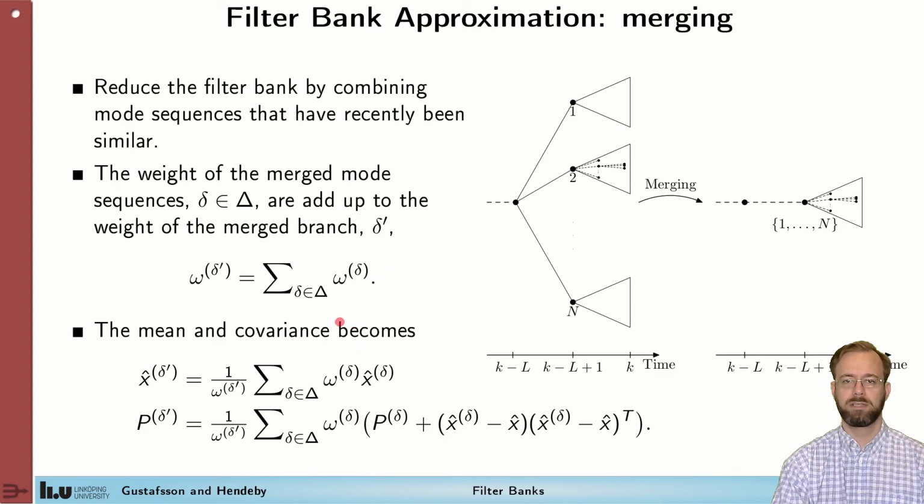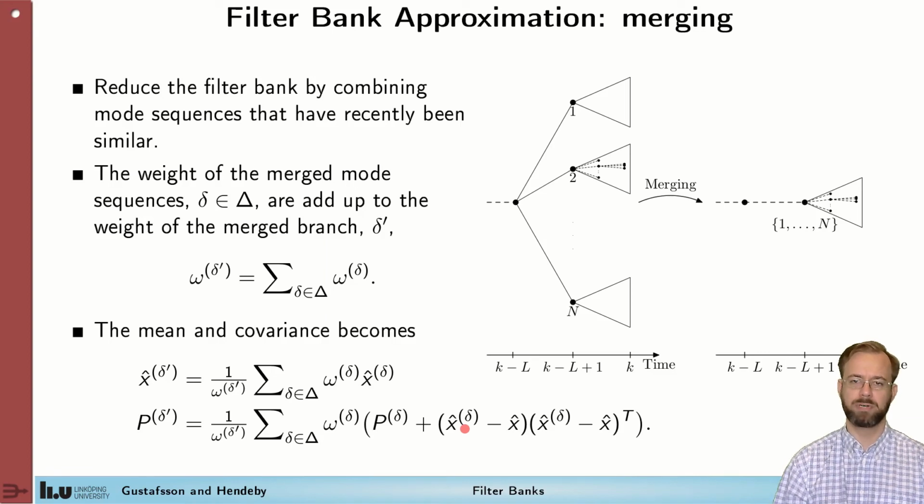So basically we have to sum up the weights for all the branches that we merge, and the mean for the estimates in the branches will be the mean of the new merged estimate. And the covariance is taken care of in the same way. So we have the mean of the covariances, and then again this spread of means term that compensates for the fact that the estimates are slightly different.